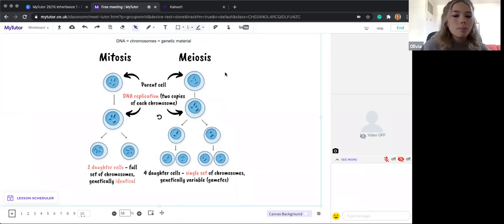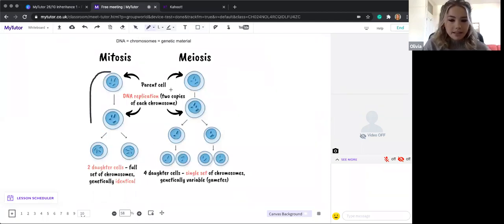Okay, so before any type of cell division, our DNA replicates. And that happens in the cell cycle, which is something that you'll have looked at in another topic. So we can see that here. So this is our DNA replicating. Okay, so then what happens?